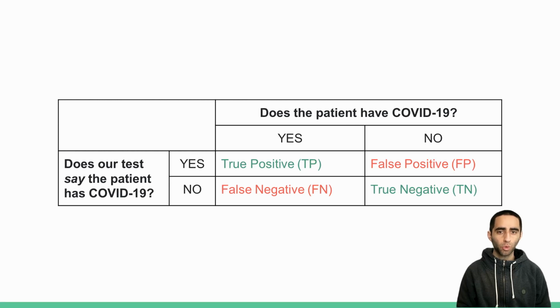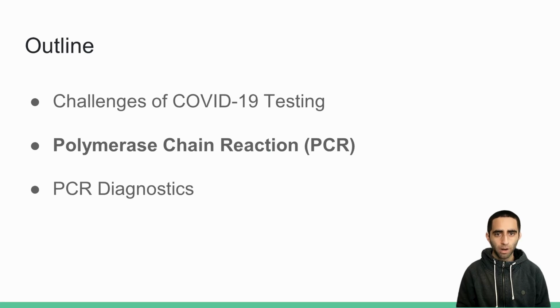As you can imagine, true positives and true negatives are desired, whereas false positives and false negatives are undesired. In general, when designing a diagnostic test, we want to maximize the true positives and true negatives while simultaneously minimizing the false positives and false negatives. Now that we have a better understanding of true positives, true negatives, and false negatives, let's explore how we can utilize this knowledge to design an effective COVID-19 diagnostic test by learning about a lab technique known as PCR.